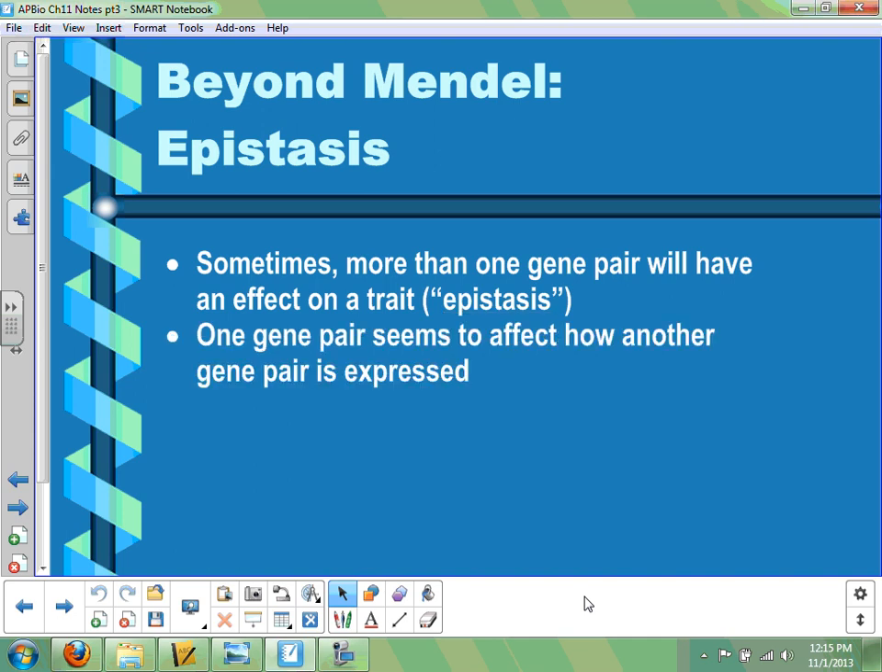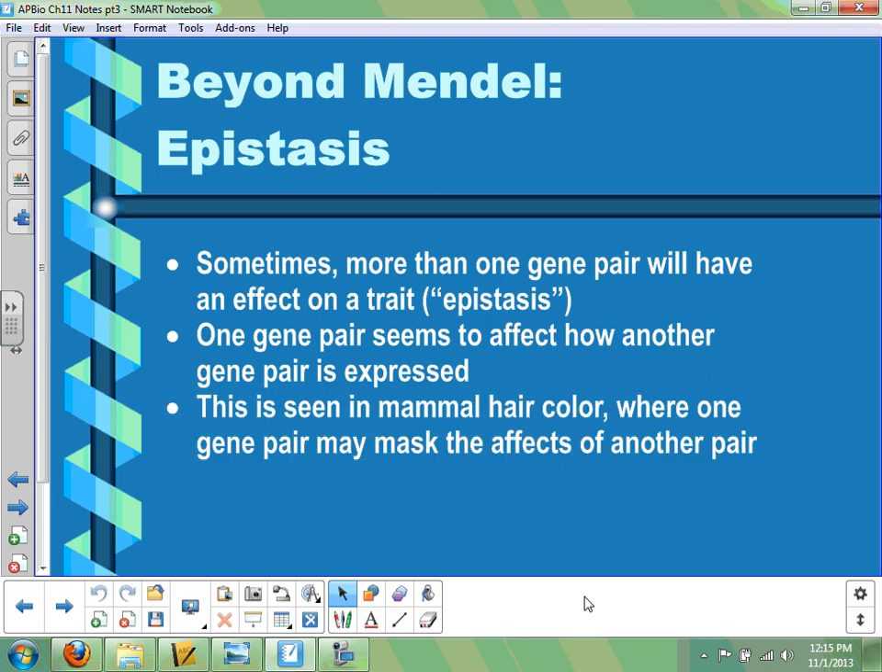And what happens is one gene pair somehow seems to affect the expression of another gene pair. And we found this in a few different situations, especially in traits that seem to have a lot of variation to them. One specific place where we found it is in mammal hair color. And of course, since humans are mammals, this includes us.